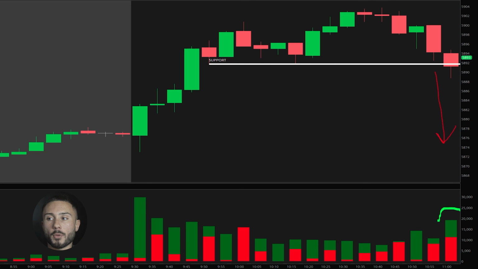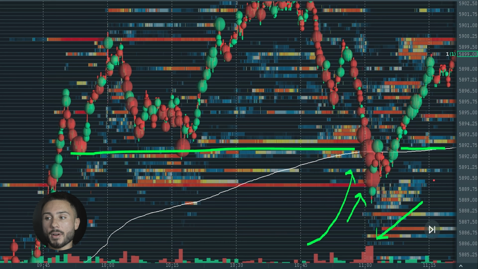And one last example for this continuation setup is here we have a support level. The market technically breaks the support. Volume is a little elevated by time. Again, this is why volume by time is not as significant as volume by price. The market dumps. We could see right here a lot of aggressive red bubbles, a lot of volume down here, volume by time, if you want to call it. So we know sellers are stepping into the market.